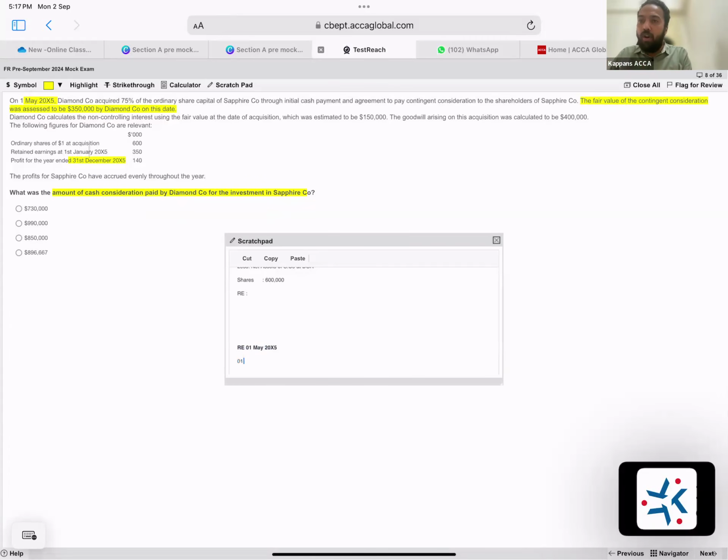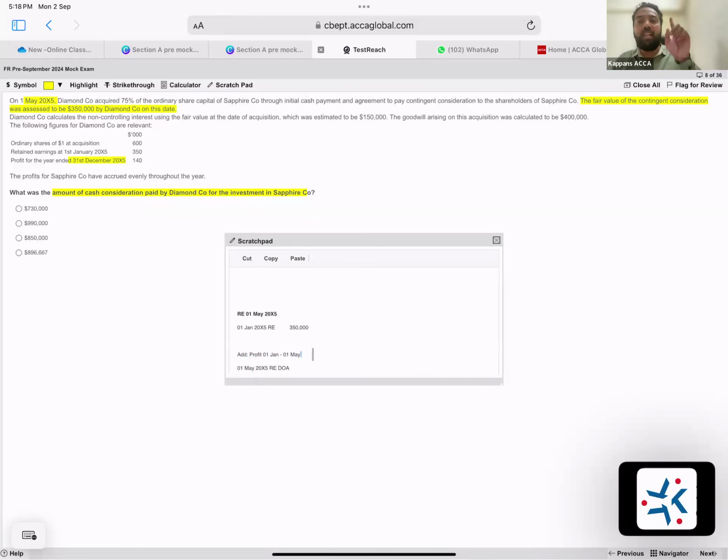Okay. Then on 1st January 20x5, retained earnings is given. How much is that retained earnings? 350,000. We need to find out retained earnings as on 1st May 20x5, which is the date of acquisition. What you have to do, the difference between two retained earnings is simple. It's profit. All you have to do is add profit from 1st January to 1st May.